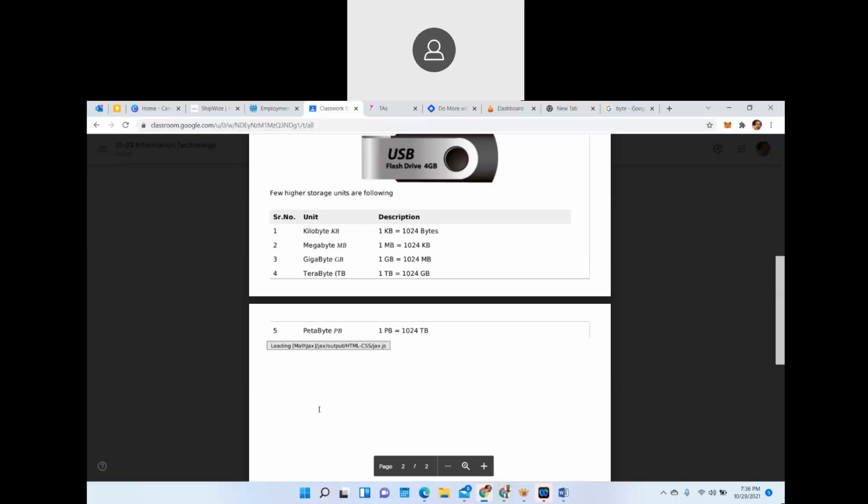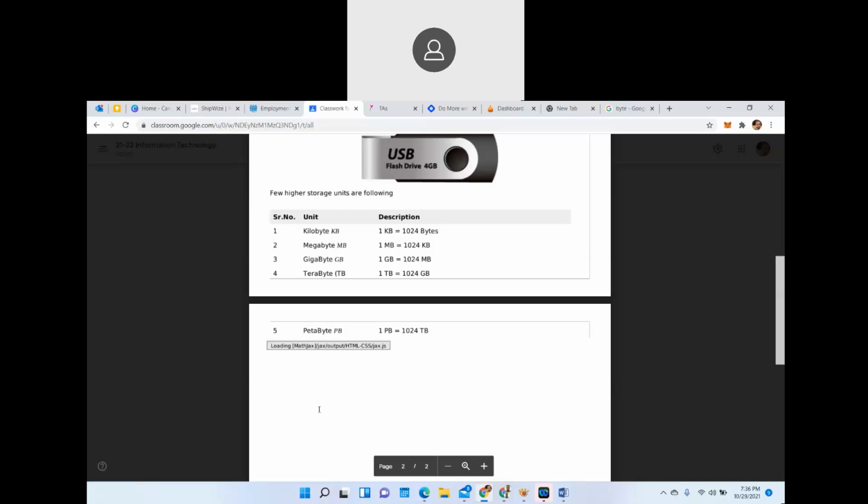Gigabyte or GB. So when you say, I have a 4 gig flash drive, I have a 4 GB flash drive, so 4 gigabytes, really you're saying you have a 4,000 megabyte or 4,096 megabyte flash drive, all right? Or a 4 billion byte flash drive.